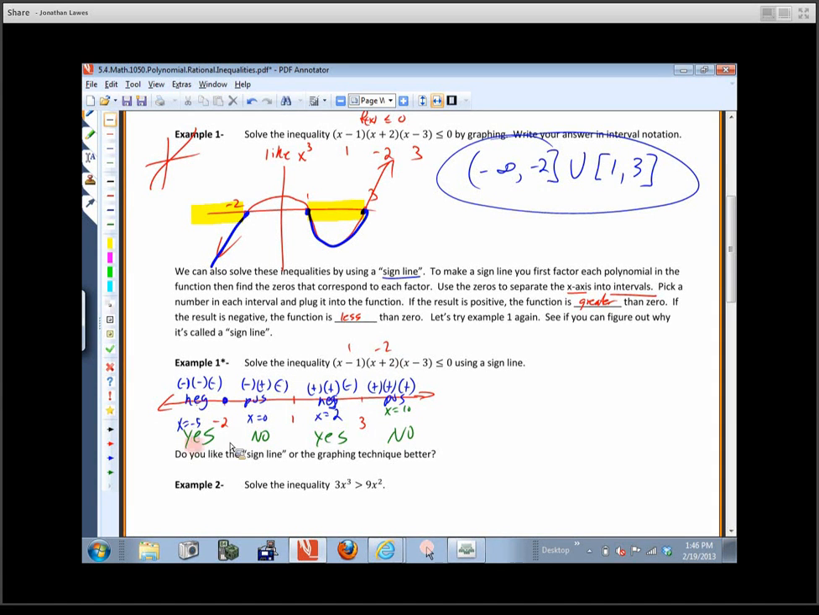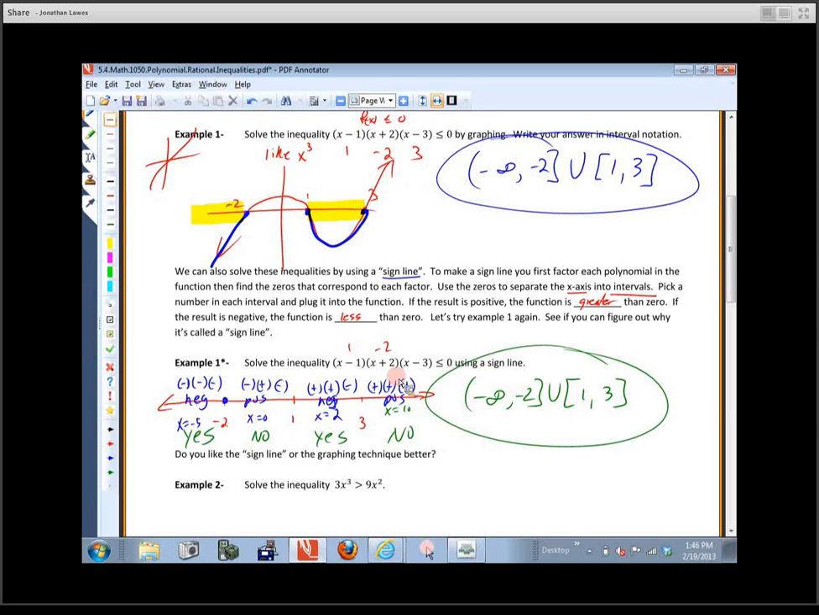So the only interval that works is, again, -infinity to -2. Do we include the -2? Yeah, because it can actually equal 0. So we'd include that. And then we start up again at 1 and go to +3. There's the answer. Now, which do you like better? Do you like drawing the picture or do you like doing a sign line? Picture's probably a lot better, isn't it?